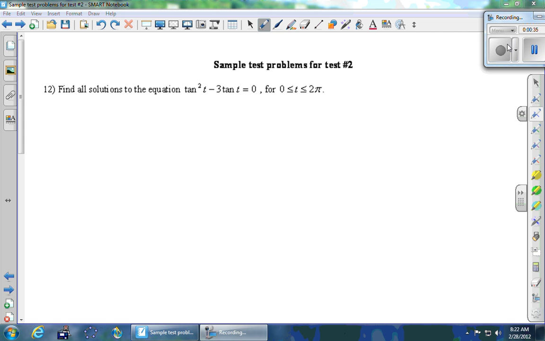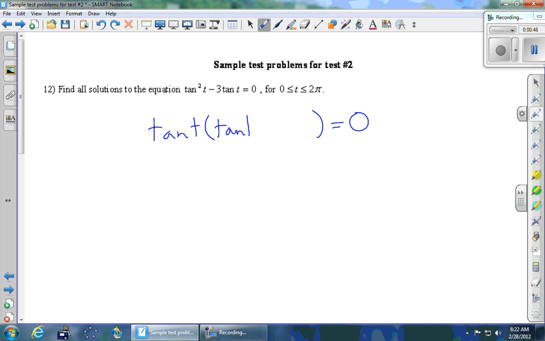It feels like we can factor out something from both of these terms here. So we're going to factor out a tangent of t. And then what's left, so it was tan squared, so we still have a tan t. And then minus, and then it used to be 3 tan of t, now it's just minus 3.